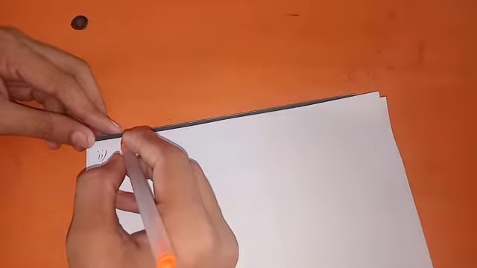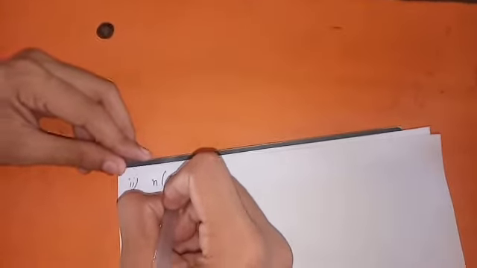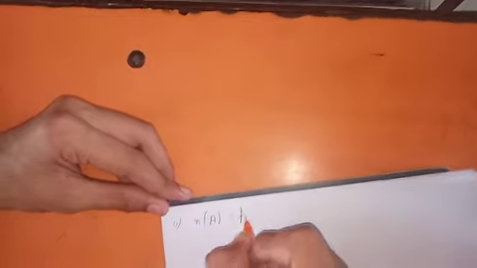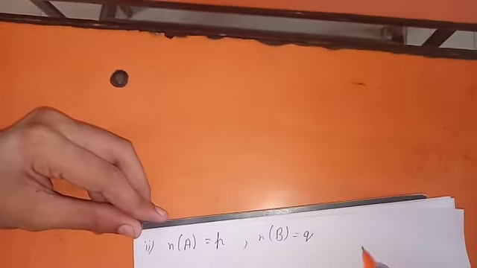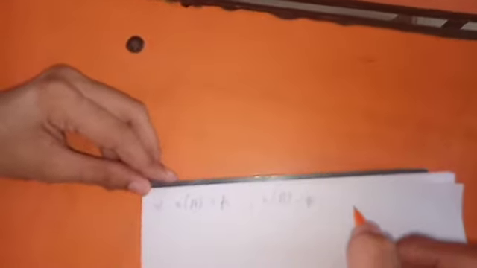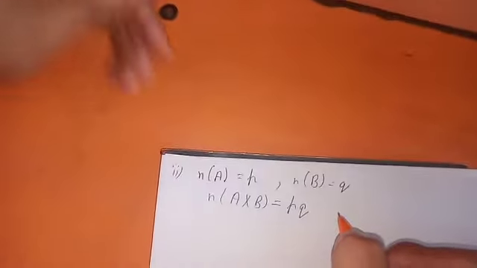Next, what is given to us is that if there are P elements in set A and Q elements in set B, that is, if the number of elements in set A is equal to P and the number of elements in set B is equal to Q, then the number of elements in A cross B will be equal to P into Q.